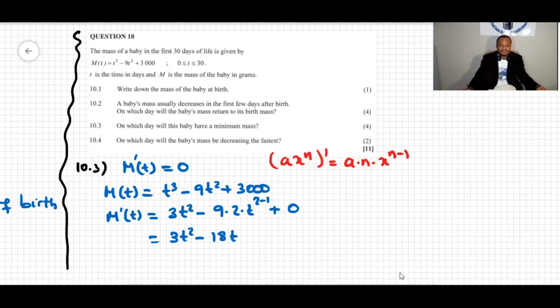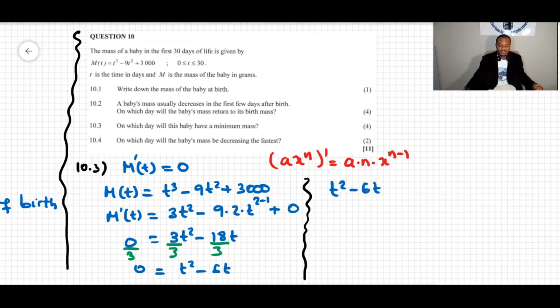Okay, now we said we need to set the derivative of m equal to 0. So I'm going to sub 0 there. We can see that each term in this function is a multiple of 3, so we can divide the terms by 3. So this will be 0 equal to t squared minus 6t. Now I can write it over here. This means t squared minus 6t equal to 0.